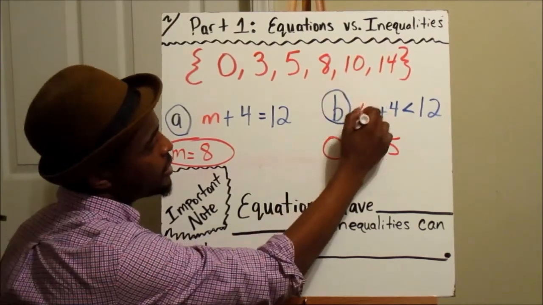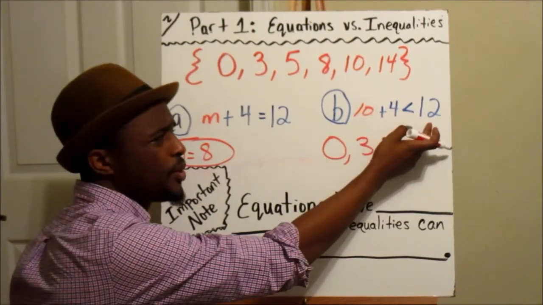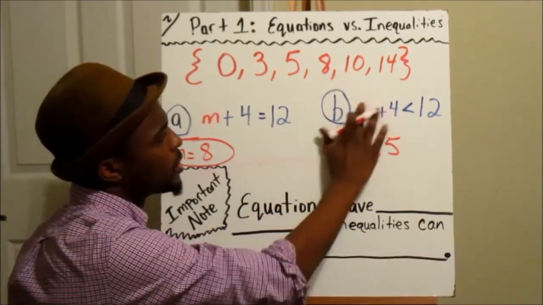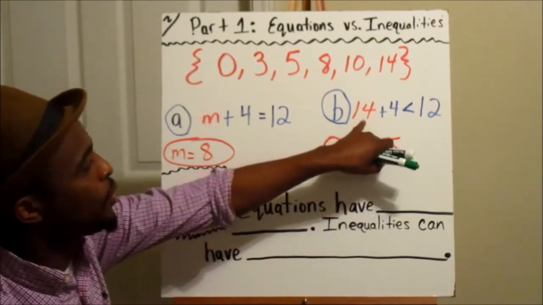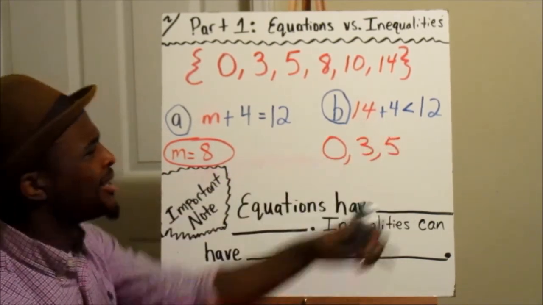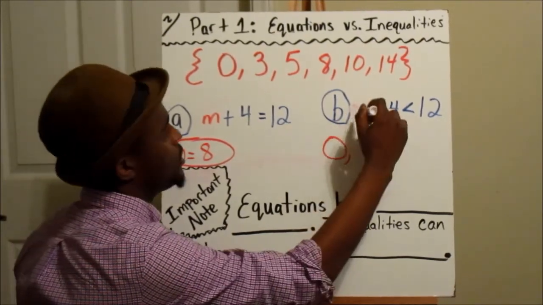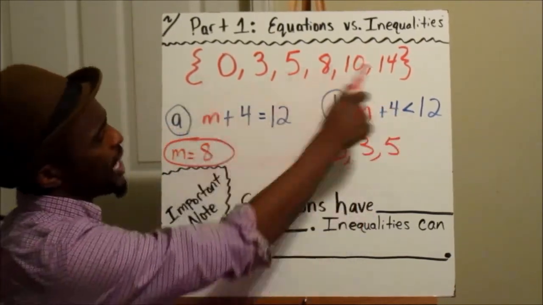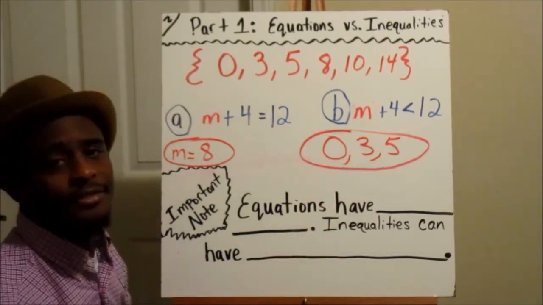And if I try 10, 10 plus 4 equals 14. Is 14 less than 12? No, so 10 won't work. And if I try 14, I think the same thing's going to happen here. 14 plus 4 equals 18, and 18 is not less than 12. So the only numbers out of this list that will work would be 0, 3, and 5.